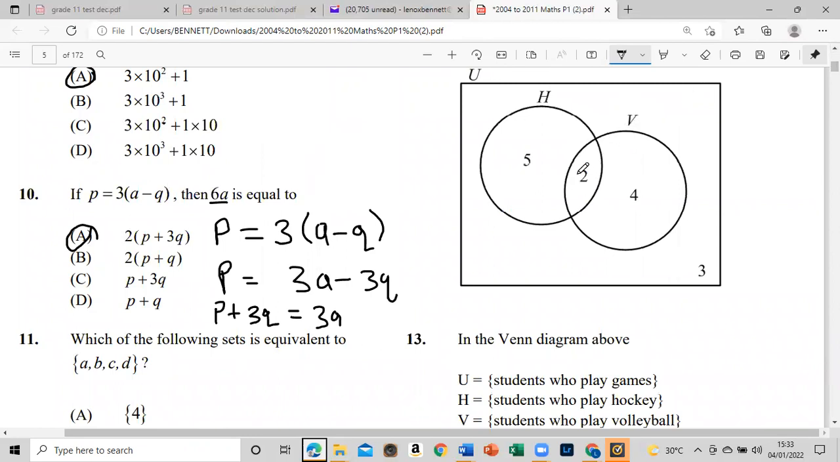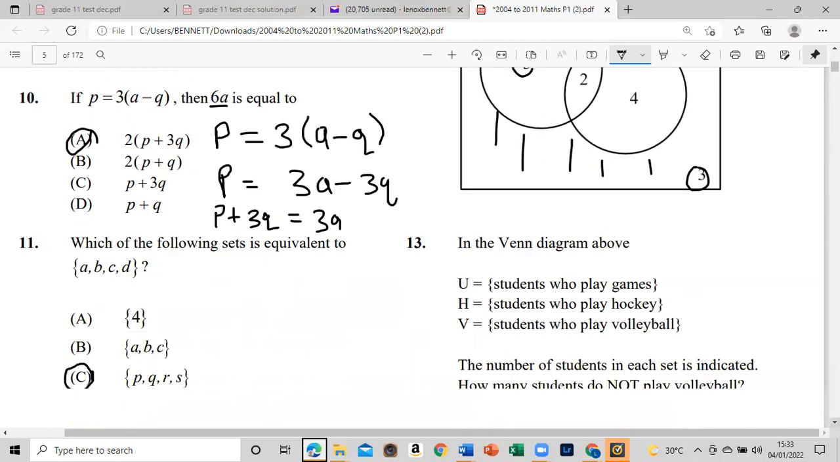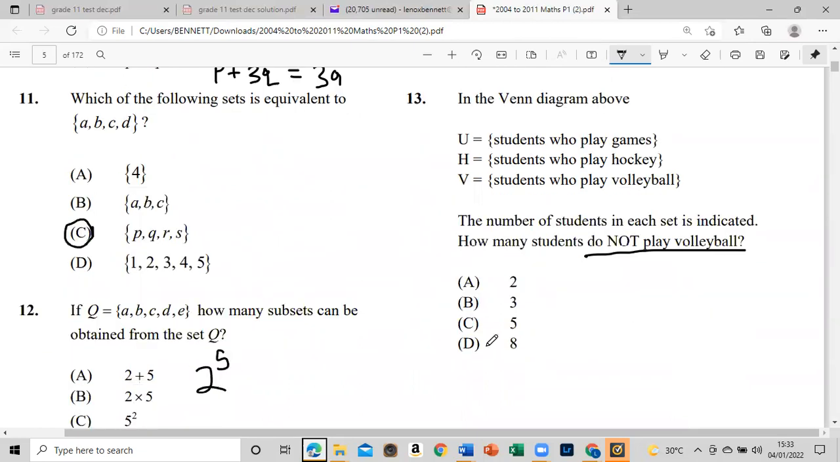These 2 here mean they play volleyball or hockey, right? And this is volleyball only. So they ask us for not, so it would be out of the circle. Out, right? So it would be into this region right here. So this could be 3 who play no game at all. It will be 3 plus 5, and that's 8. Our answer for that.